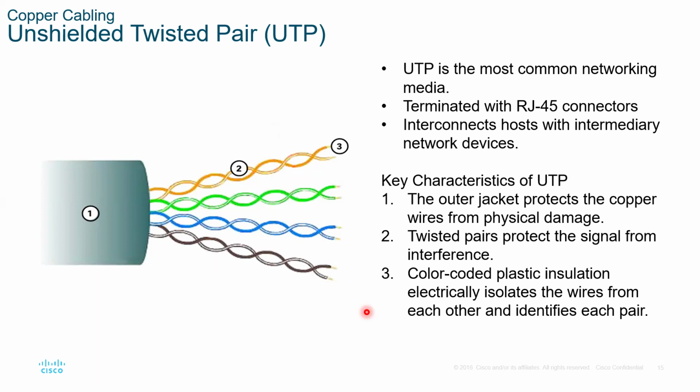UTP key characteristics: a twisted pair to protect the signal from interference. Why?